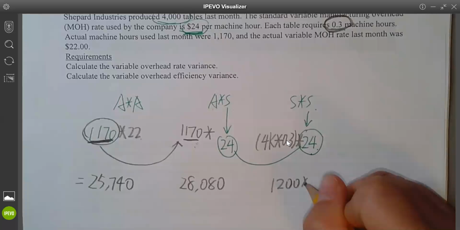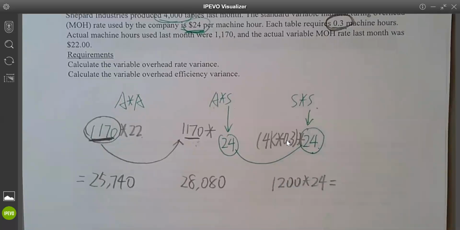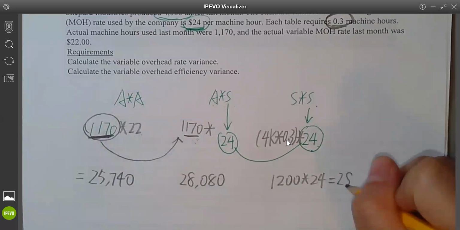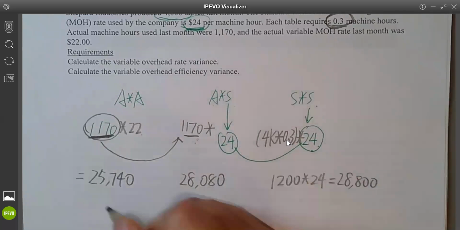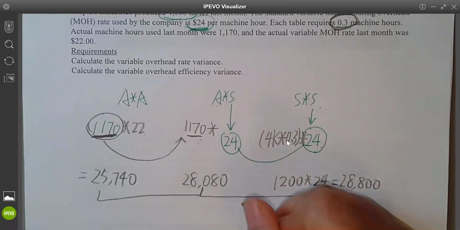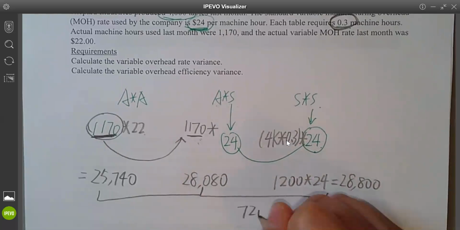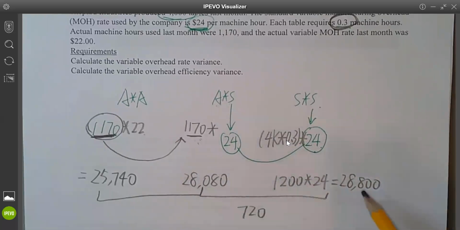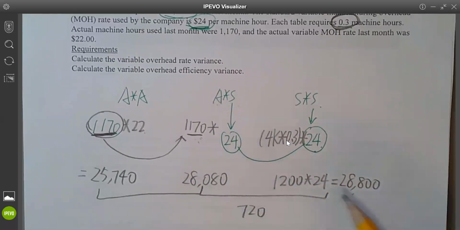This one will be 1,200 times 24, which gives me 28,800. Okay, so if you do all the variances, I use this number and subtract 28,080 from 28,800. I got a variance of 720. My left side is smaller than my right side, so it's favorable.